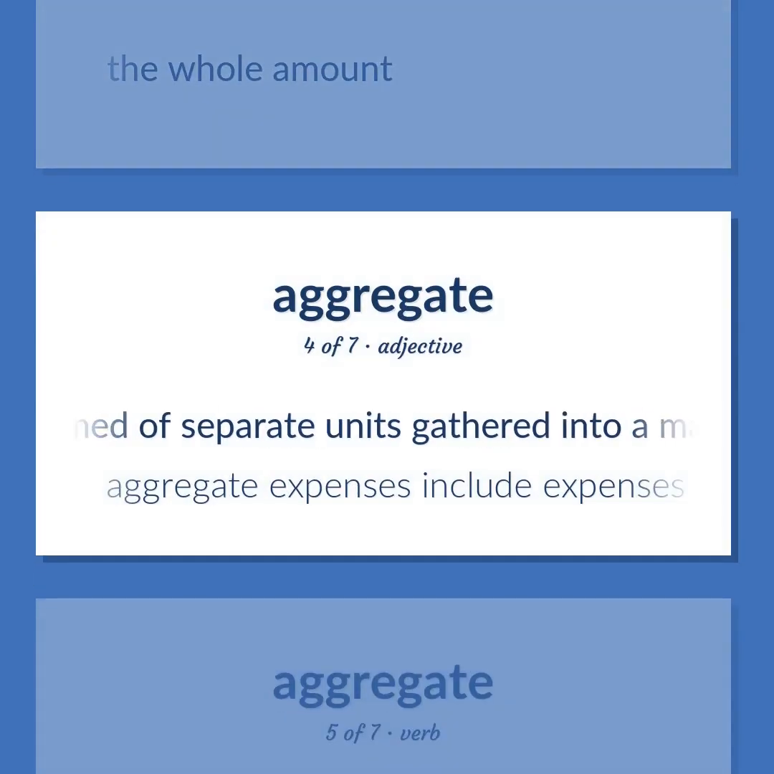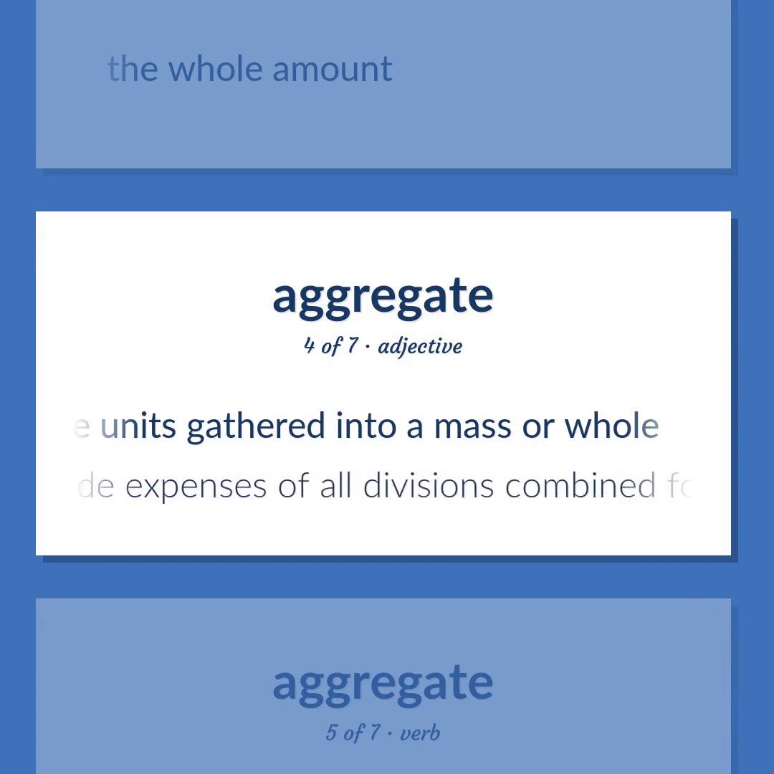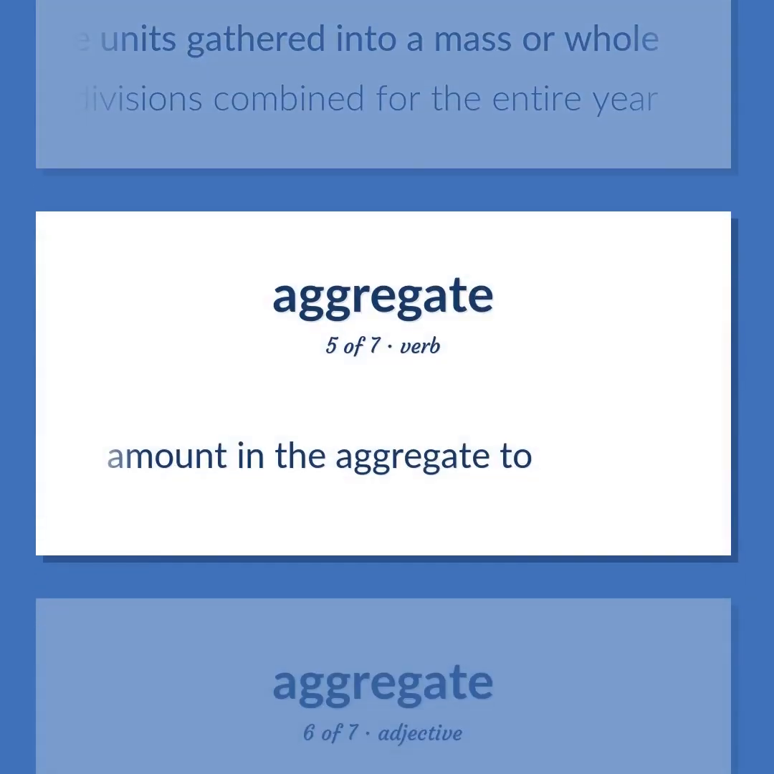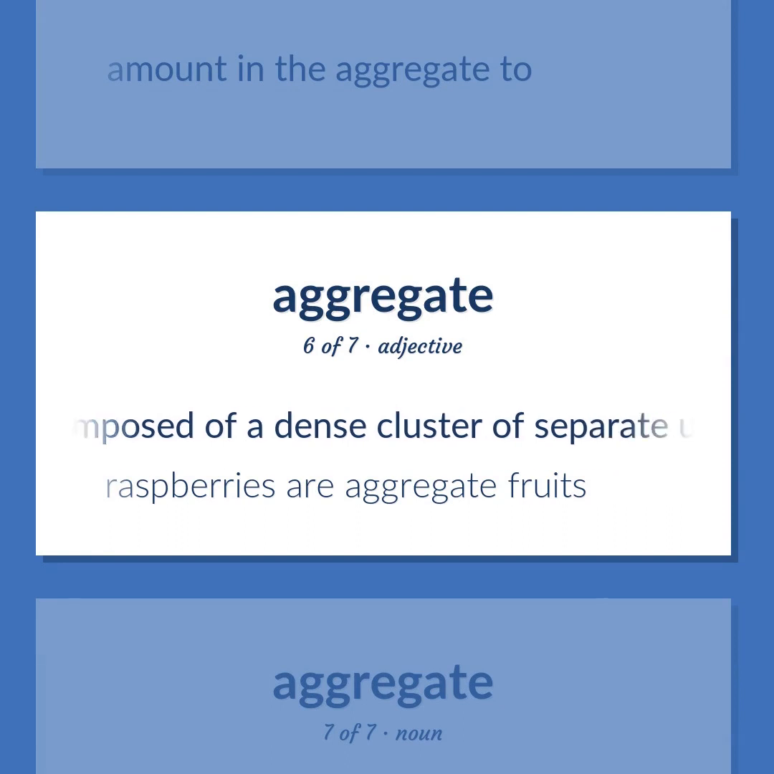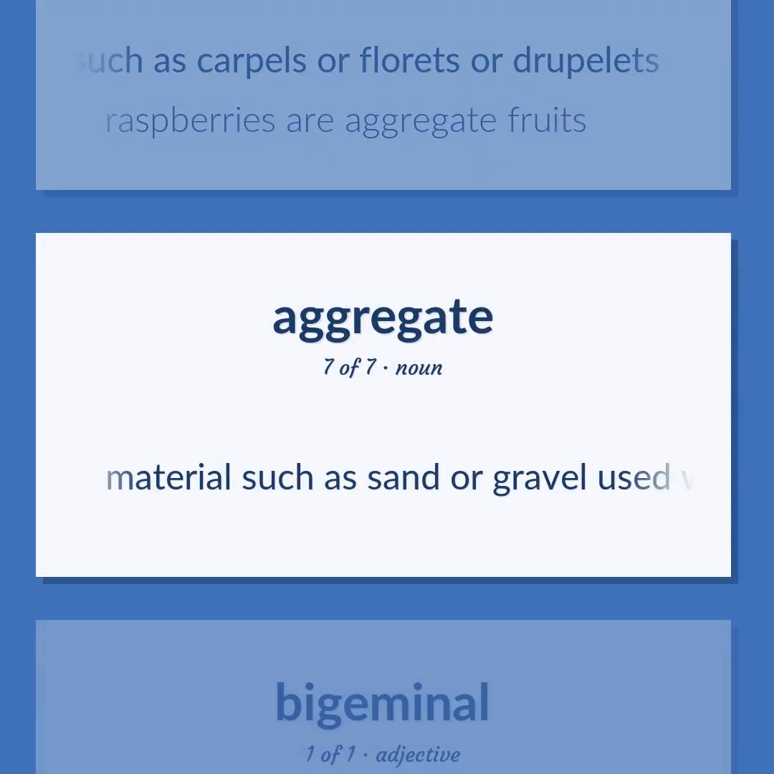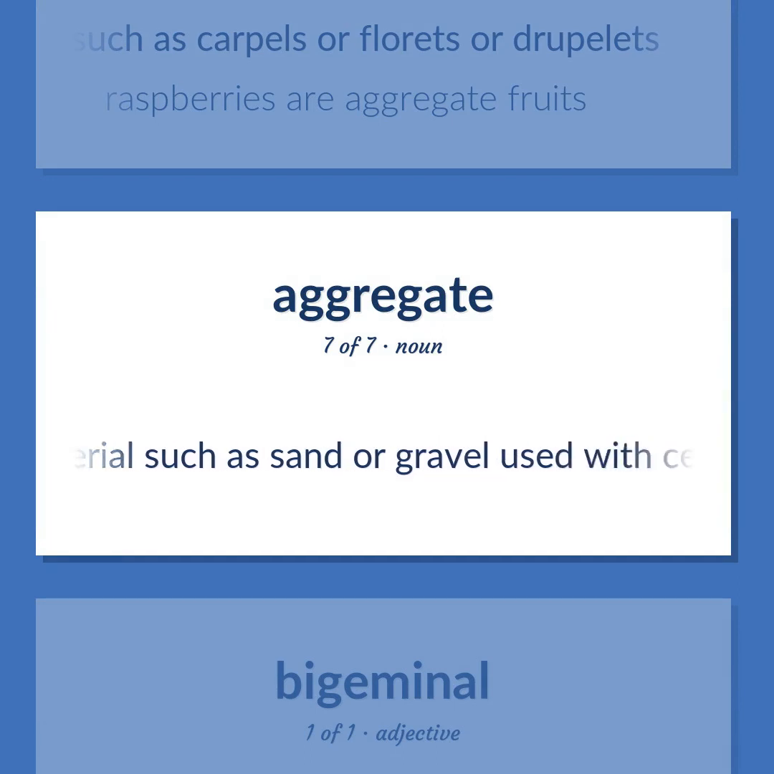Formed of separate units gathered into a mass or whole. Aggregate expenses include expenses of all divisions combined for the entire year. Amount in the aggregate too. Composed of a dense cluster of separate units such as carpels or florets or druplets. Raspberries or aggregate fruits. Material such as sand or gravel used with cement and water to make concrete, mortar, or plaster.